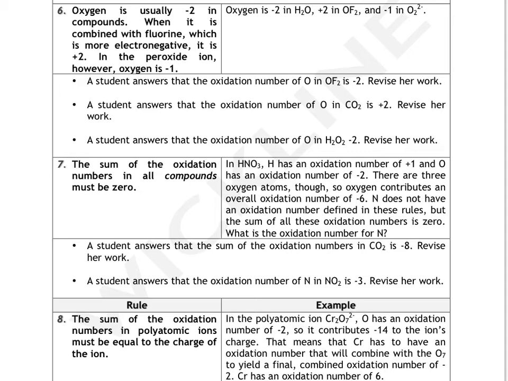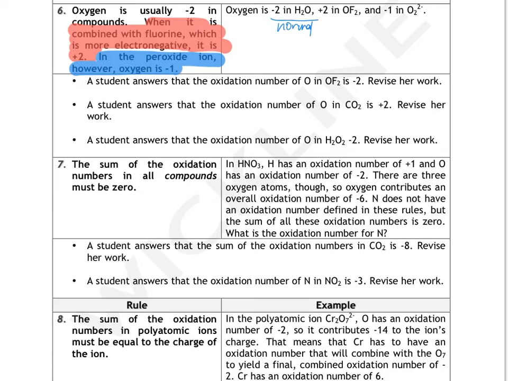Number 6, oxygen is usually -2, but if it is combined with fluorine, the fluorine would be more electronegative, so oxygen would be +2 in that case. And additionally, if the oxygen is inside a peroxide ion, it's -1. Here are the examples for that. So oxygen is -2 in water. This case is what I would consider normal.